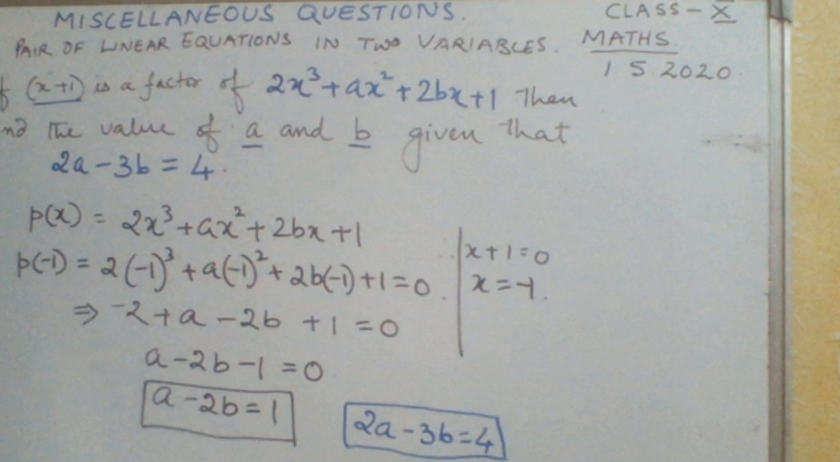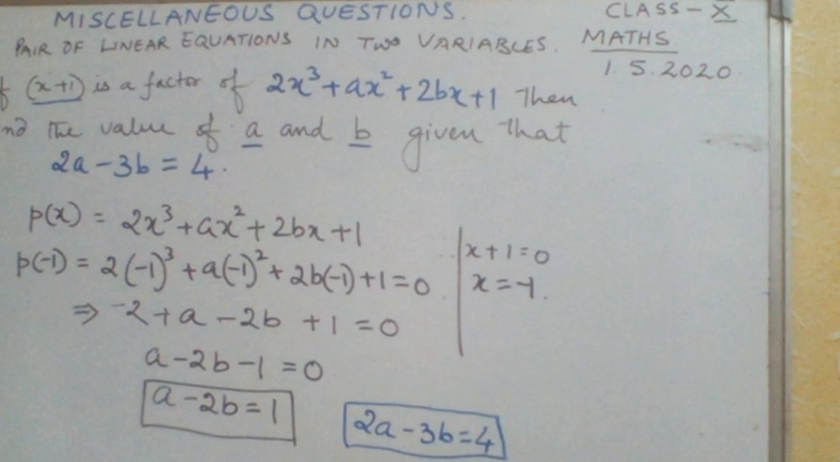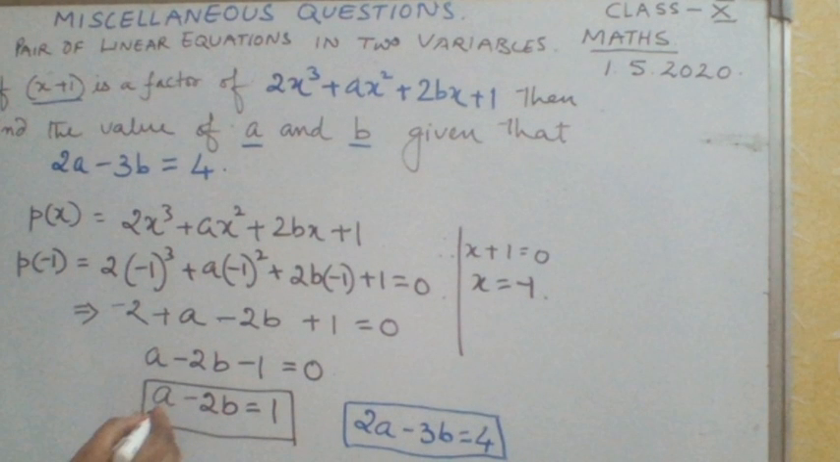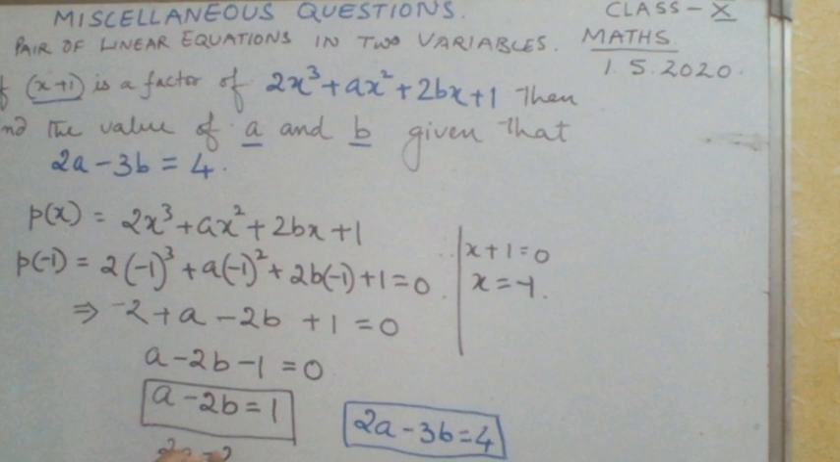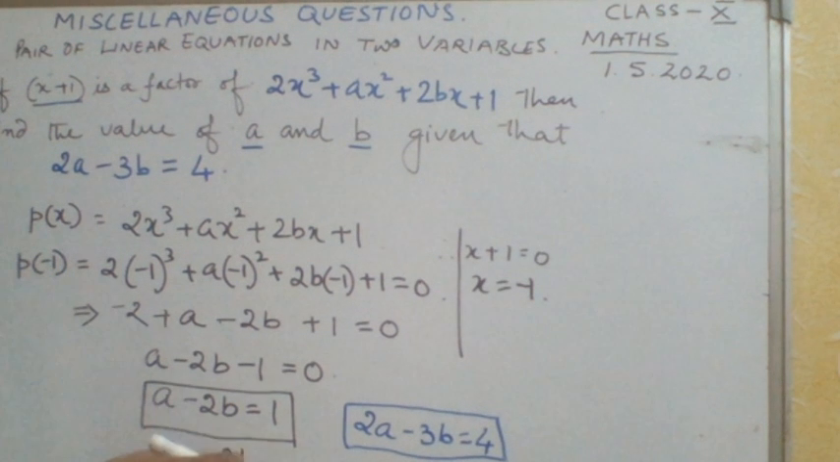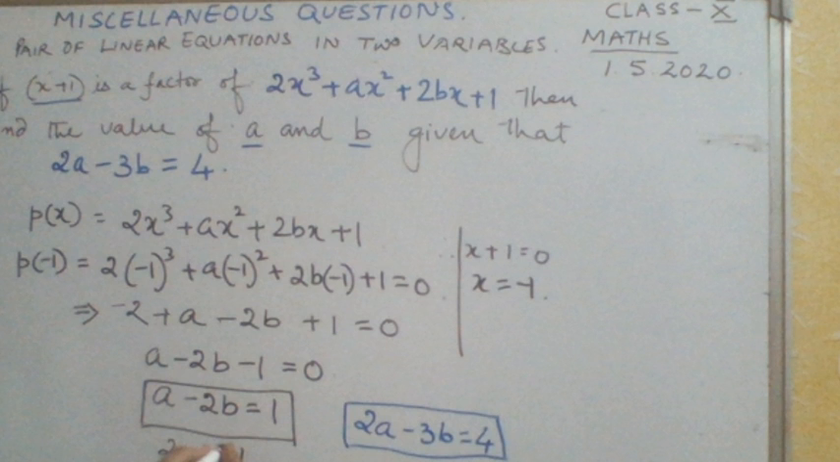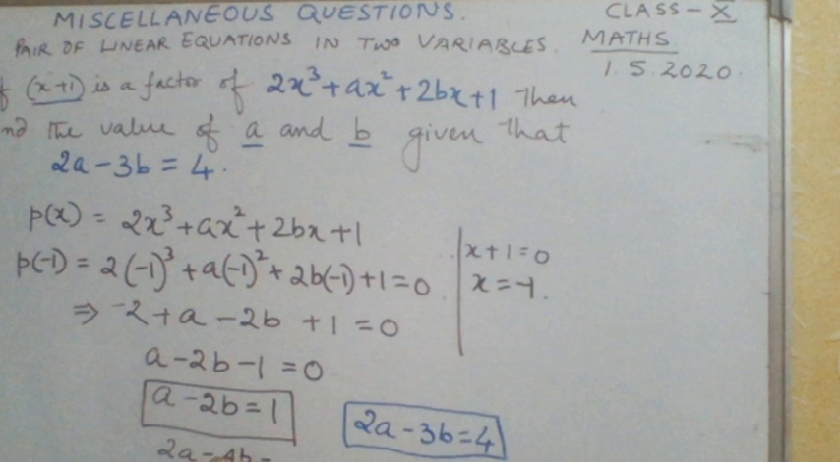Well, so with this we have done. I hope you have noted it down. Now in order to solve it, what to do? If you multiply this equation by 2, you get 2a minus 4b. You will multiply it by 2. So this will be 2a minus 4b equal to 2.